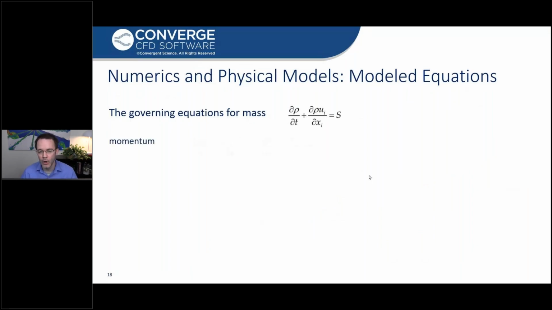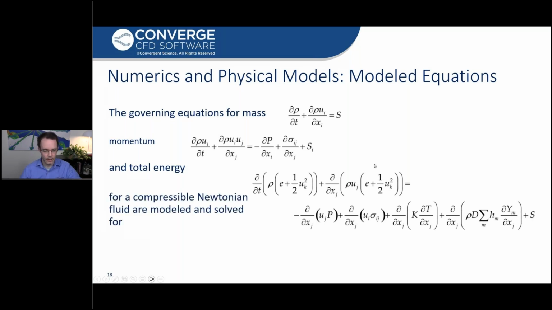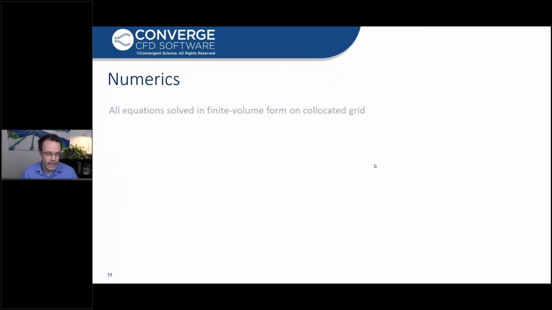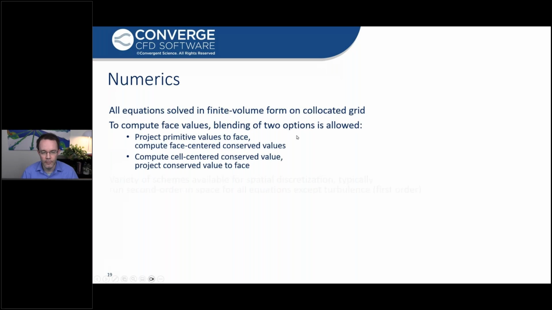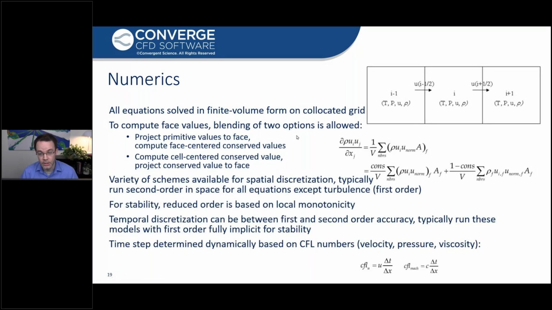Now, before we get to the multi-phase applications, we'll talk a little bit about the numerics behind Converge because of the approaches that we'll be showing next. Converge solves for conservation of mass, momentum, and total energy for a compressible fluid. And all of the equations are solved on a collocated grid, meaning that the primary variables are solved at the cell centers and the cell face values are computed in a variety of ways.